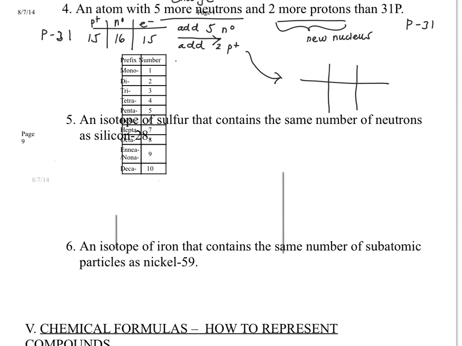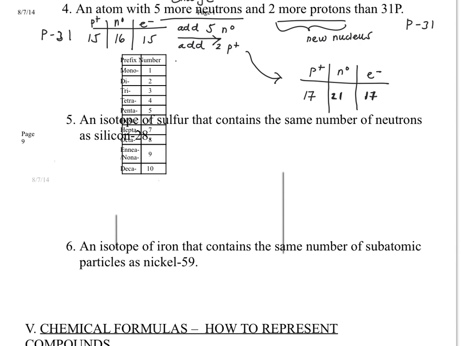So what we're doing is we're going to add the number of protons. So now 15 plus 2 is 17 protons. And now we're going to add 5 more neutrons, so that ends up being 21 neutrons. Since this is a neutral element that has no charge, it's going to have 17 electrons.